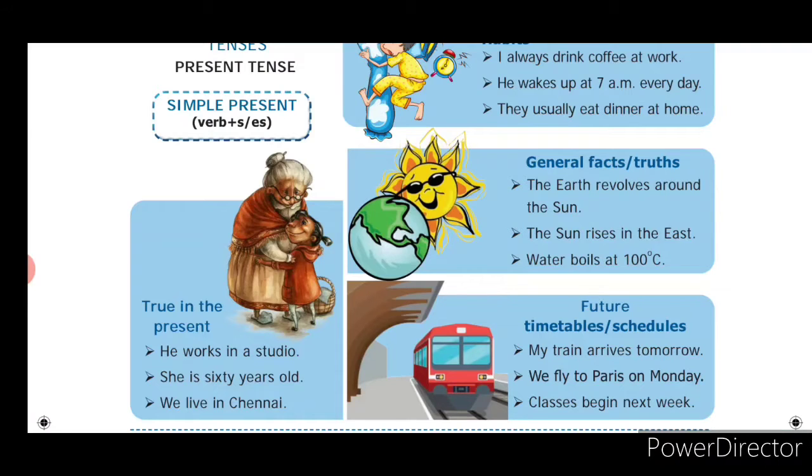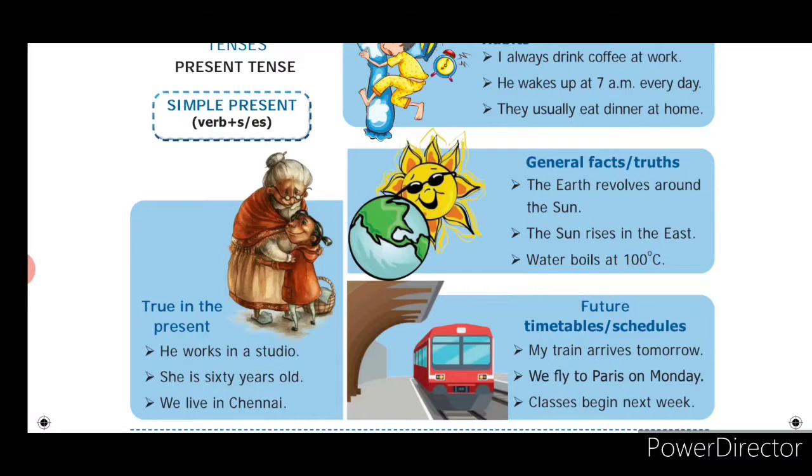Then what is true in the present: he works in a studio. At present he is working in this studio, so he works in a studio. She is 60 years old. We live in Chennai. So children, this simple present tense is used for an action that happens again and again, for the general fact, for the future timetable and for what is true in the present. Okay, to know all those things we will be using simple present tense.